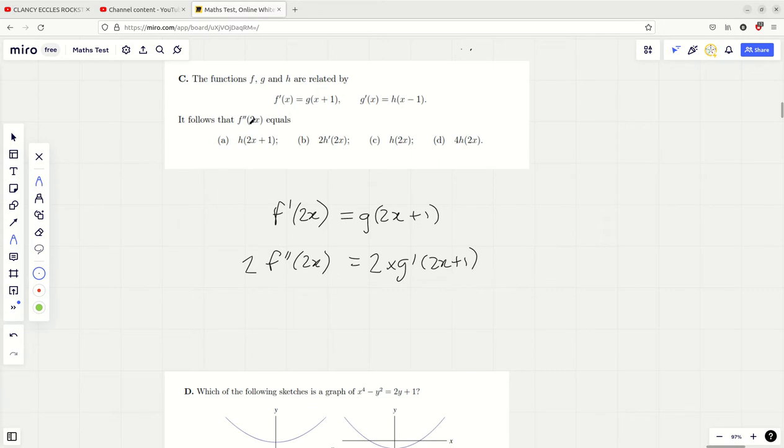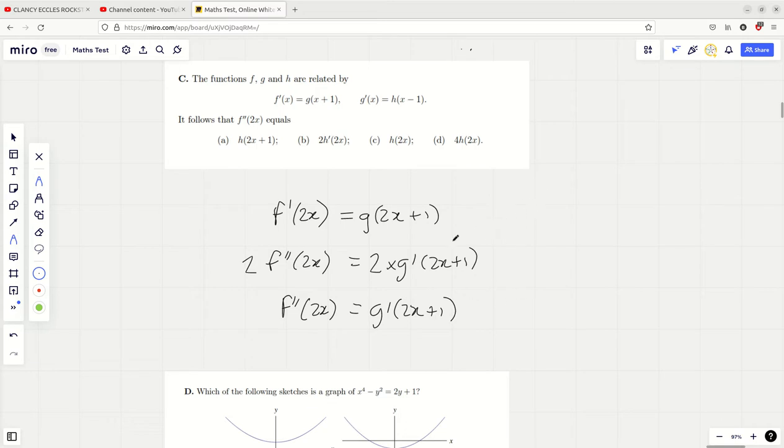Now we still need f double dash of 2x in terms of h, as you can see down here. So let's just note that f double dash of 2x is going to be equal to g dash of 2x plus 1. Yeah, so the 2x has been replaced with the x essentially.